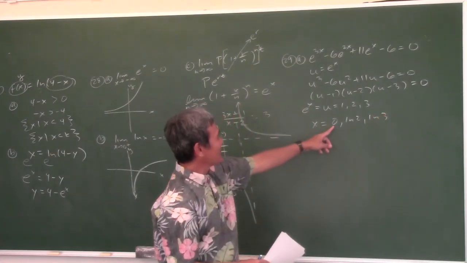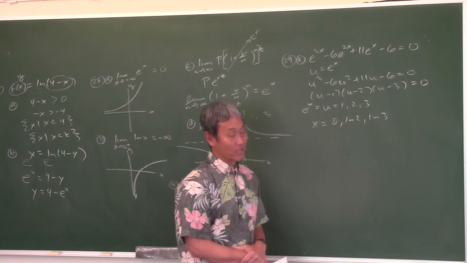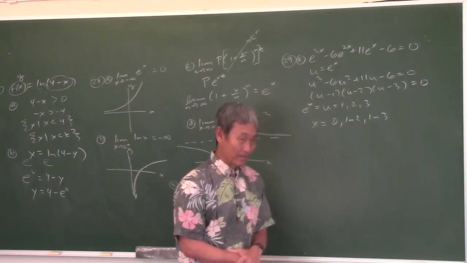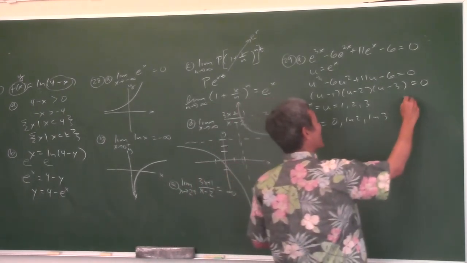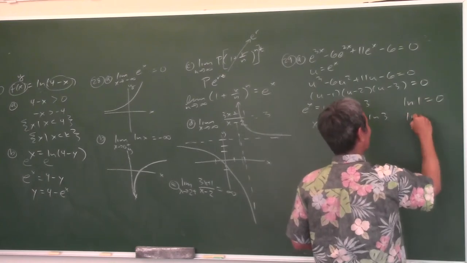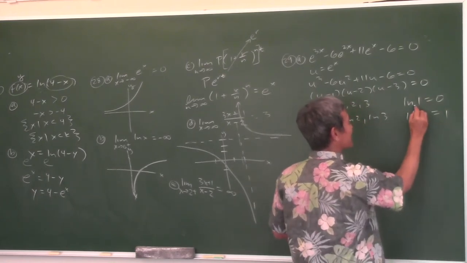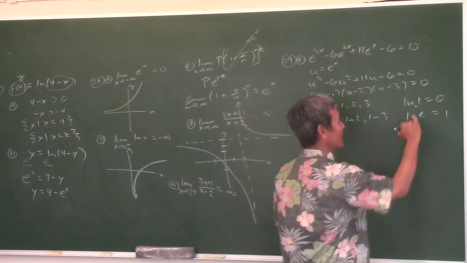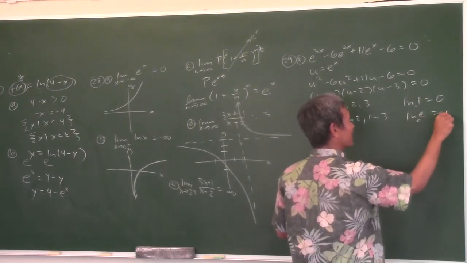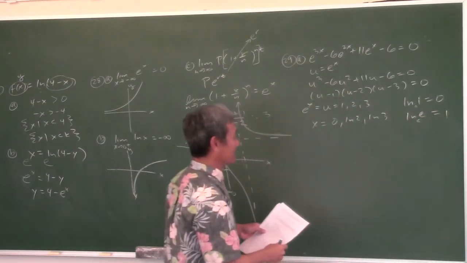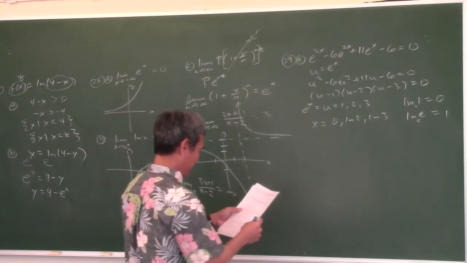Mr. Park, what if I put natural log 1 instead of 0? Then you would get this problem wrong because you didn't simplify. And just a reminder, natural log 1 is 0, natural log e is 1. You know why? Because the base, when it's not written, is e. e to the 0 is 1. e to the 1 is e. These are two numbers you should know already.